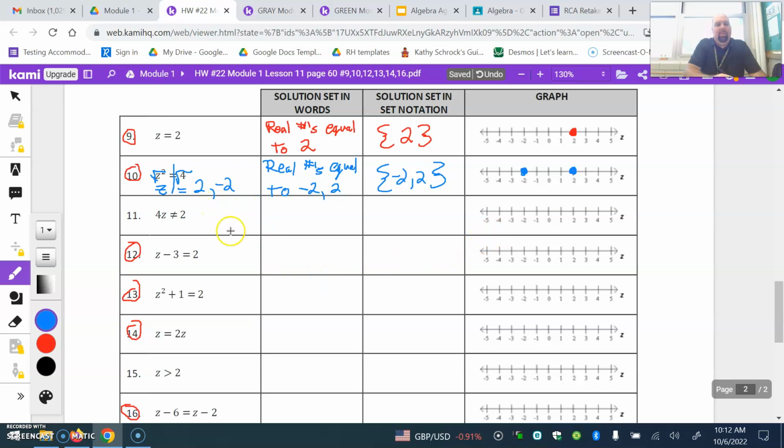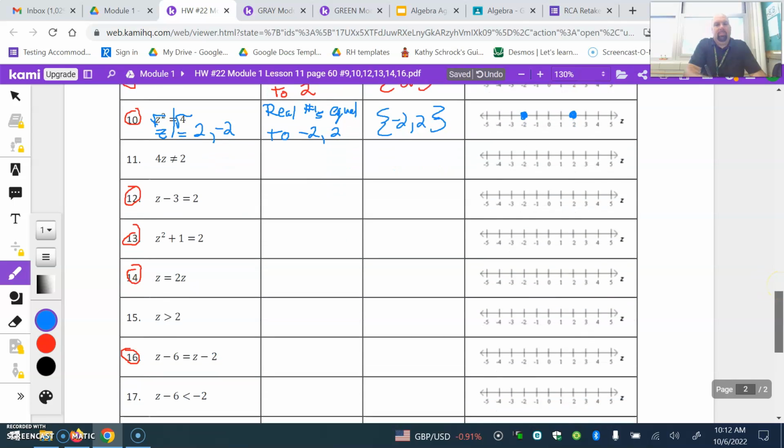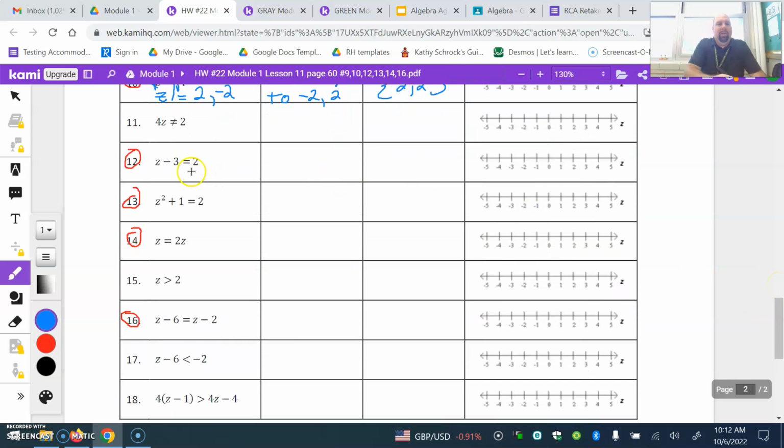We did not have to do 11, 12. Z minus 3 equals 2. So you will want to solve this one. So I add 3 to both sides. And I find that z is equal to 5. So words, real numbers equal to 5.